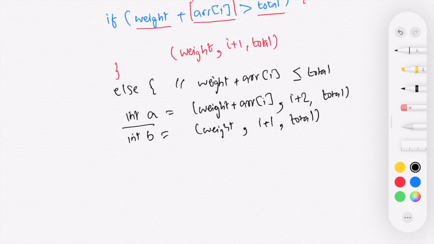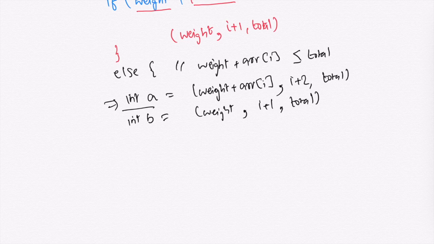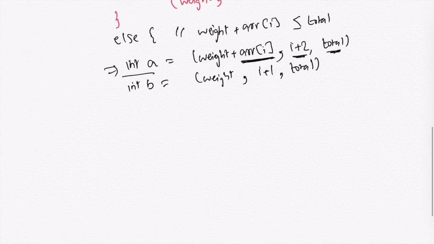What happened here? The point we were trying to make is that in this first scenario, we considered the current weight, which means we took a decision that we are going to take the element at current index I. Now this I plus 2 signifies that because we have chosen I, we cannot choose I plus 1. So we'll have to go to I plus 2 and total remains total, okay?